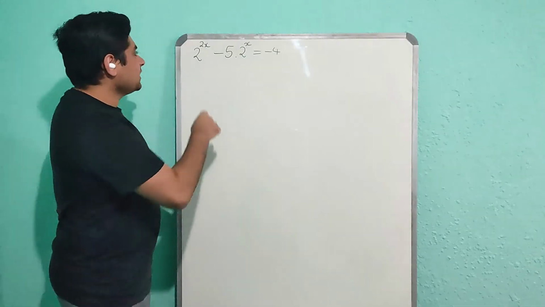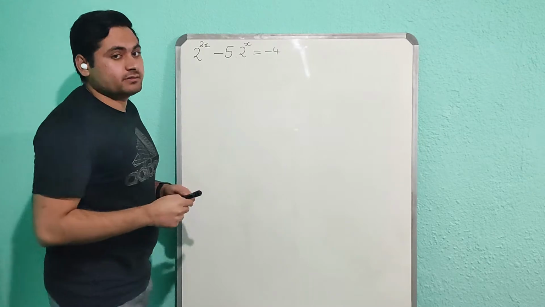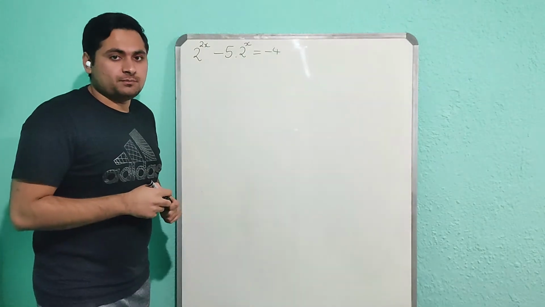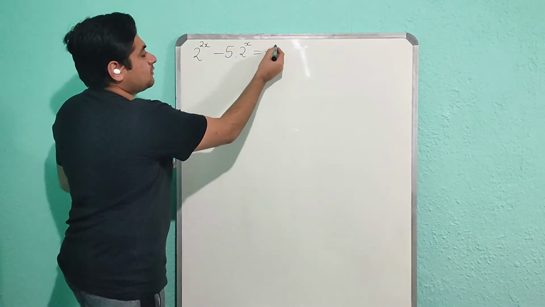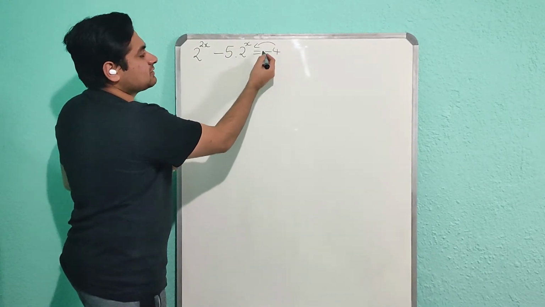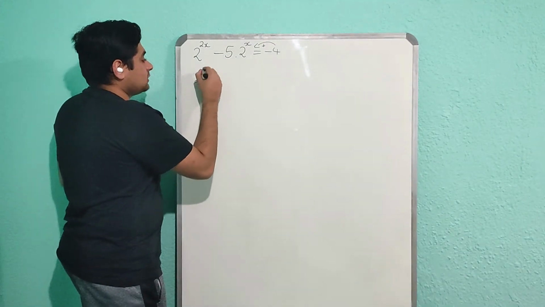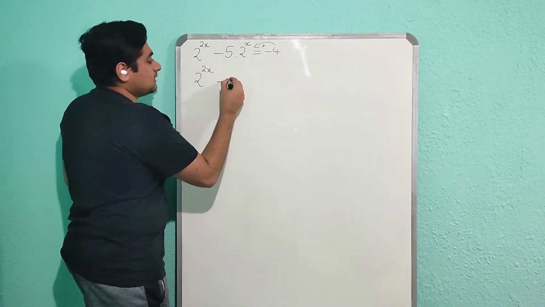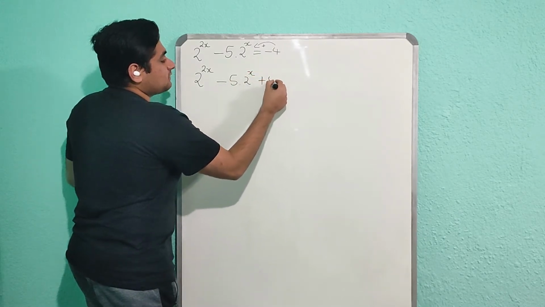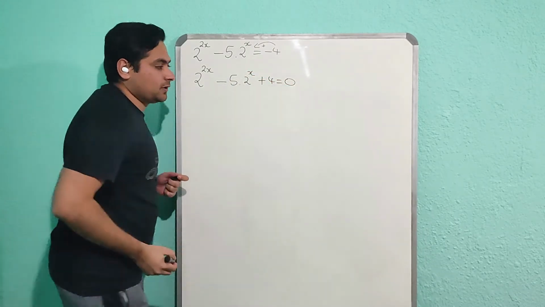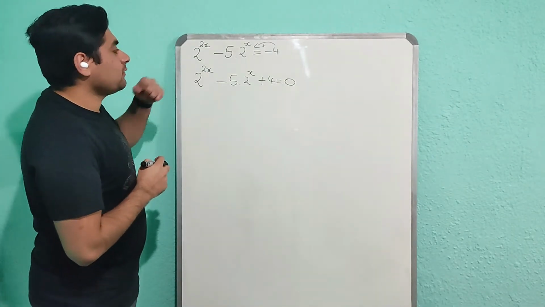So the question says 2 to the power 2x minus 5 times 2 to the power x is equal to minus 4, right? So first, let's bring 4 to this side. If we bring 4 to this side, this negative sign will change to a positive sign. So we get 2 to the power 2x minus 5 times 2 to the power x plus 4 is equal to 0. Now the next step, we need to break down the 2 to the power 2x.